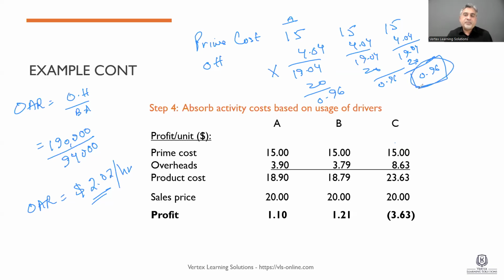This is wrong information. Product C is not making profit. Product C is actually making a loss. If you do absorption costing, you will see this picture, which is not realistic. If you see activity-based costing, this is the picture which is correct. Okay. So this is how ABC costing works: it finds cost drivers, finds out different OARs, and then allocates the overhead based on the consumption of those activities, and finds out the total cost.